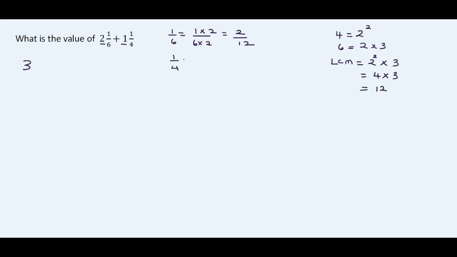And then we have 1/4. We're going to multiply 4 by 3 to get us to 12. And then we also have to multiply 1 by 3 to get us to 12. So we have 3/12. So now you have 3, and then you have 2/12 plus 3/12. So we have our whole number. We still have 12 as our denominator, and then we have 2 plus 3. 2 plus 3 is 5/12. That's the answer to that problem.